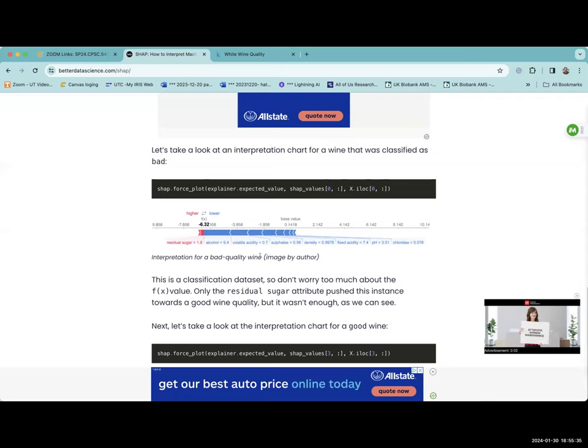This is a bad quality one. Okay, so I was trying to understand what... So I guess this one is bad. So the blue shows it's going to the bad. Okay, it doesn't make sense. I guess so.